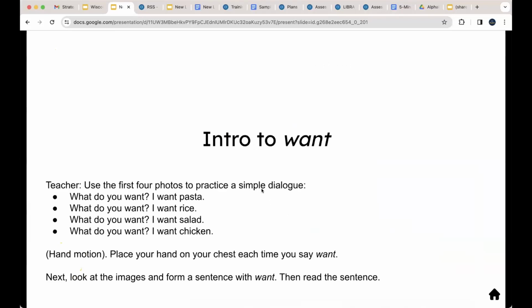And then we're going to introduce this word want. So I've got 4 photos where you can practice a pattern simple dialogue. So let me turn on my video here.